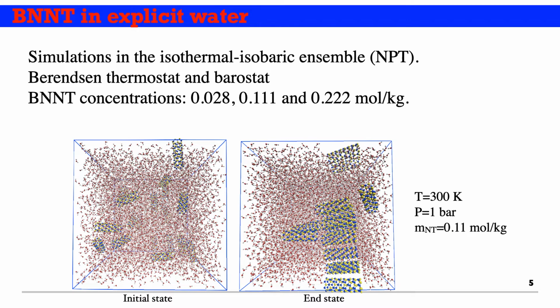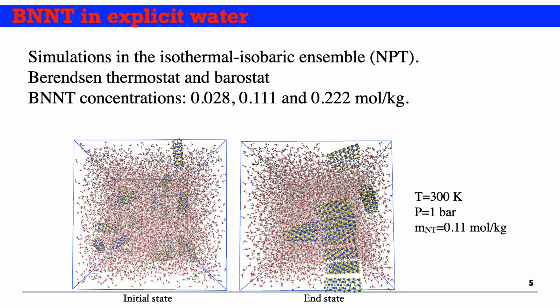So we now present our first results of nanotubes in explicit water. For this part, we perform simulations in the NPT ensemble, where we have used the Berendsen thermostat and barostat. In addition, we vary the concentration of nanotubes in water, so our results are for three different concentrations. In the figures, we show a snapshot of the system for the concentration of 0.11 mol per kilogram. The figure on the left is the system in its initial state, while the figure on the right is the final state.